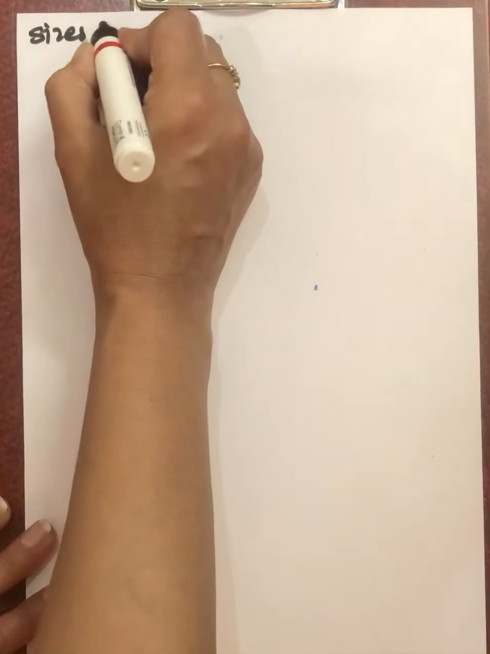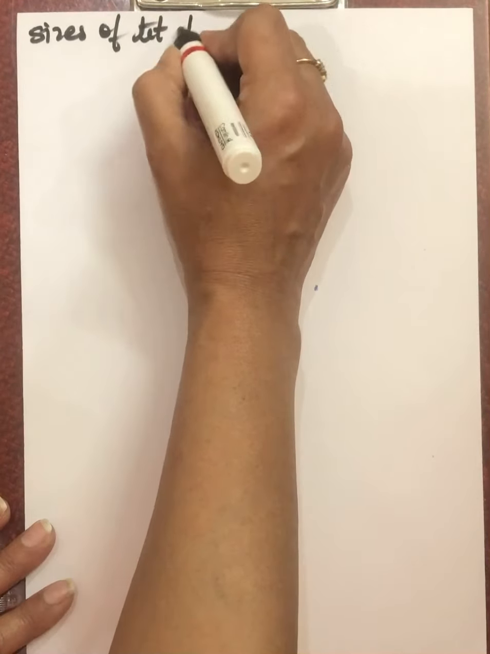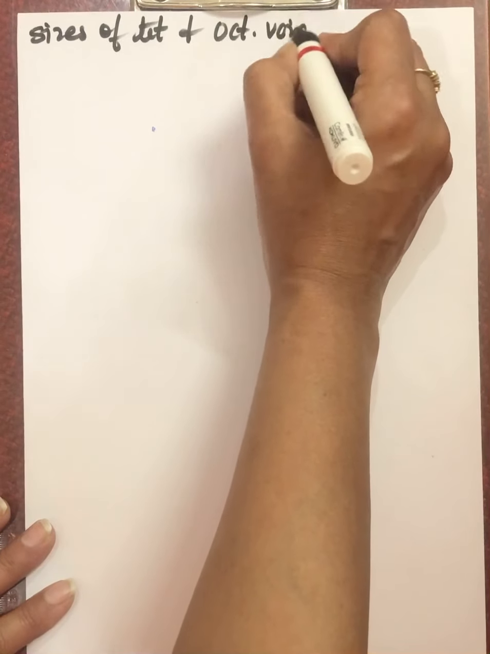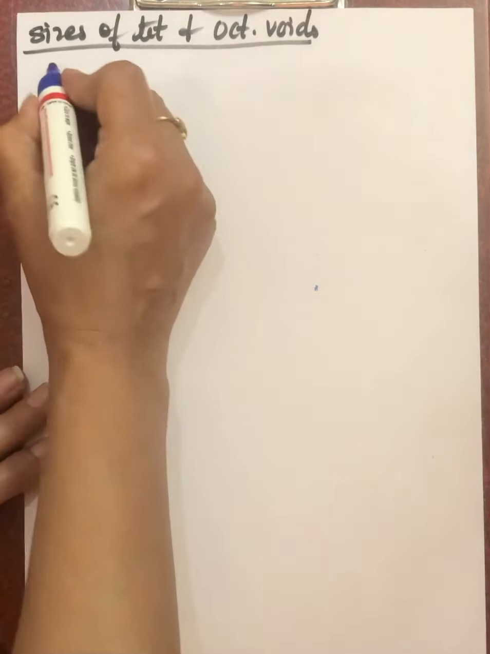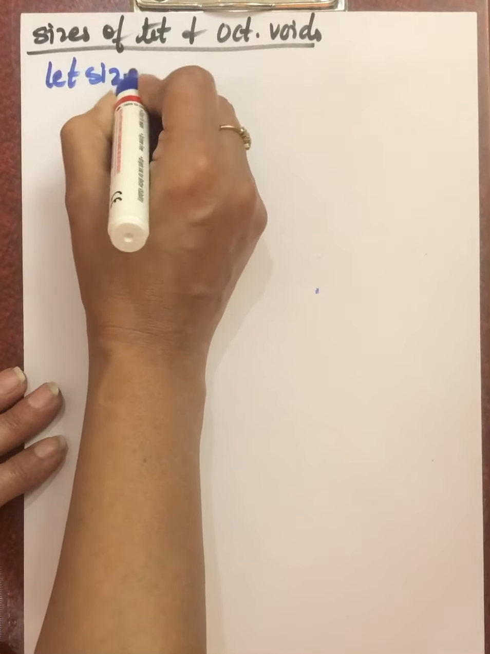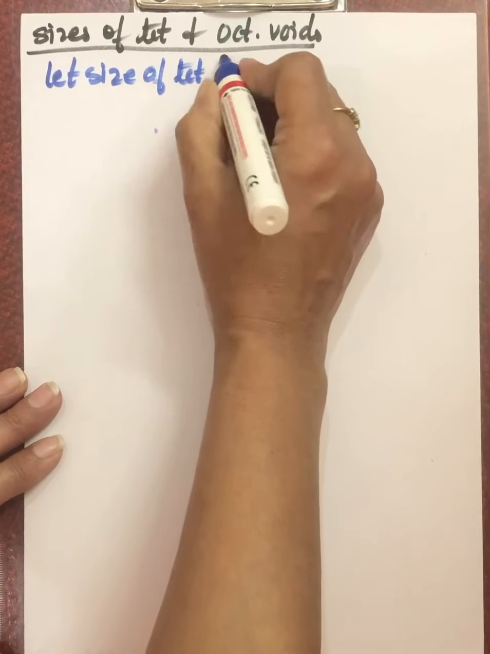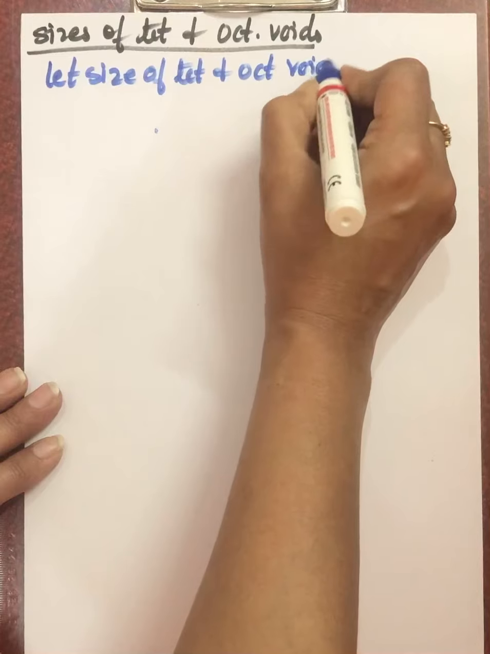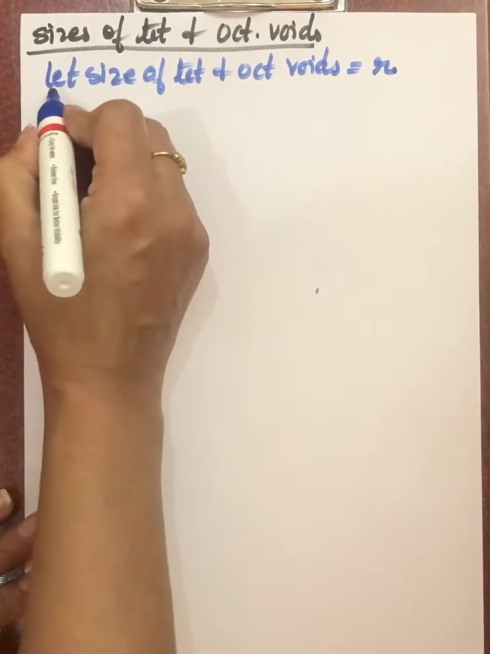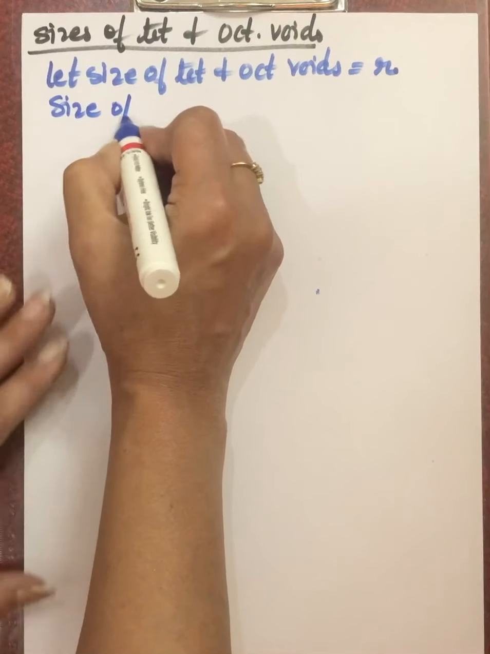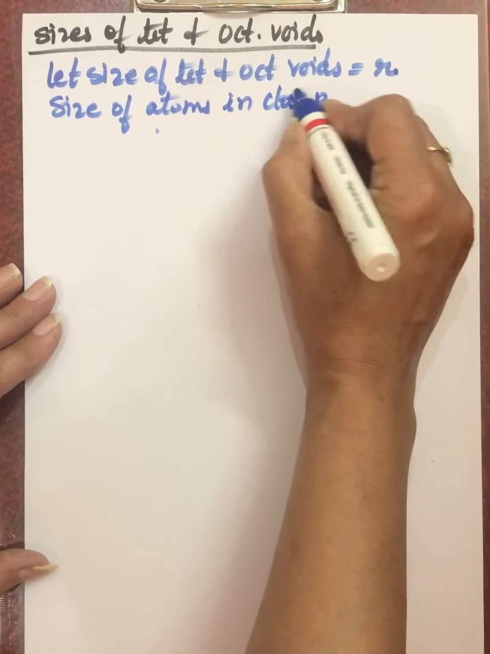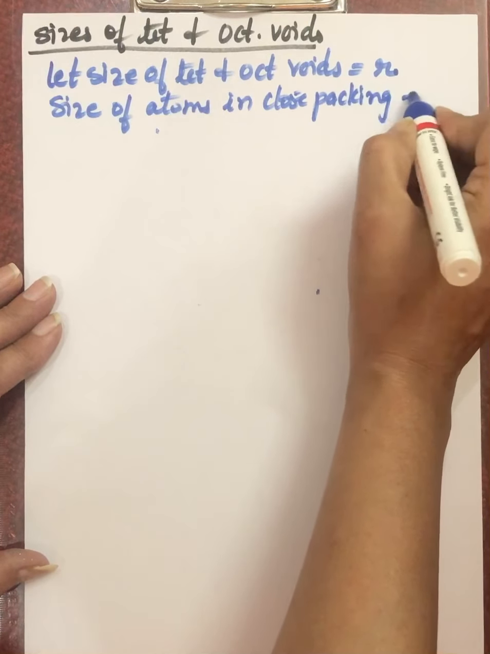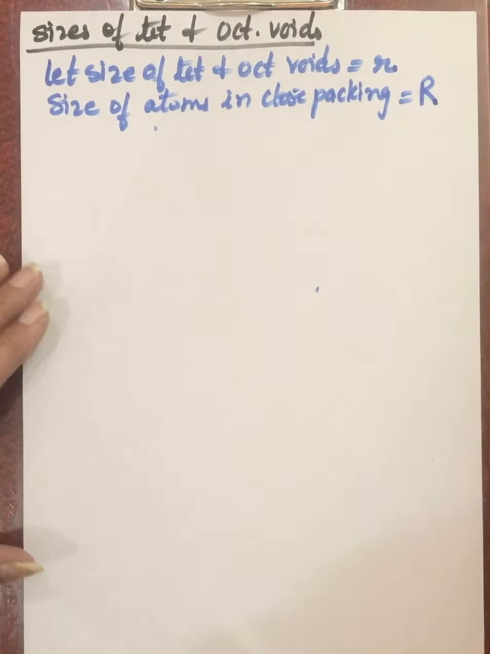Moving on to the next topic now: sizes of tetrahedral and octahedral voids. Here, the size of tetrahedral and octahedral voids we are denoting by small r, the radius of these. And in close pack arrangement, the size of atoms in close packing is denoted by capital R. Their radius we are taking as capital R.